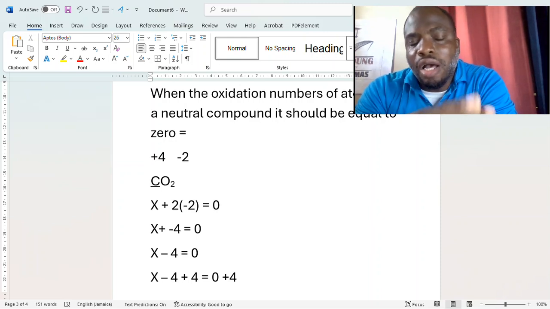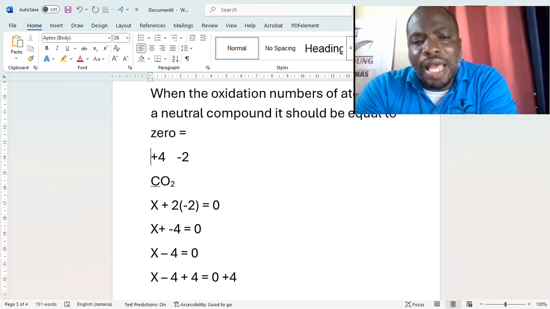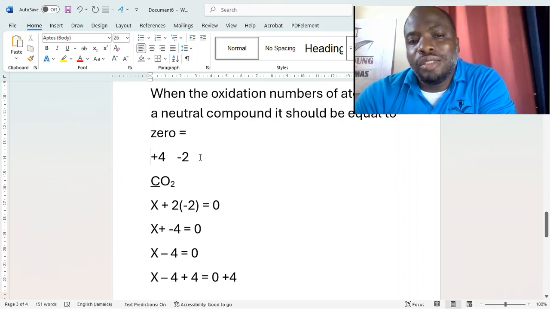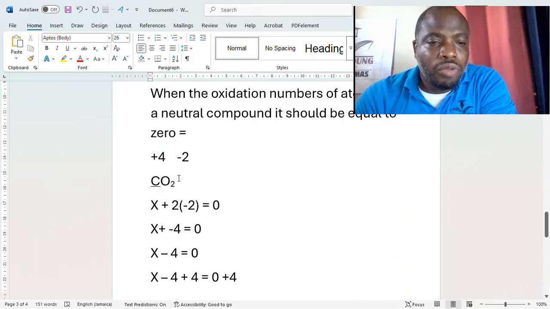Right? Now, the other concept students will ask is, but sir, remember you told us that when we add the oxidation numbers, it should equal 0. And if you do the overall adding, yes, because when you're doing the overall adding, you have to take into consideration that you have 2 oxygens. So it's 2 times the -2, which is a -4, plus 4 plus -4 equal to 0. So you get back to the whole concept that we mentioned earlier. When you have a neutral compound, the oxidation state of all the atoms adds to 0. So I want to make that distinction.